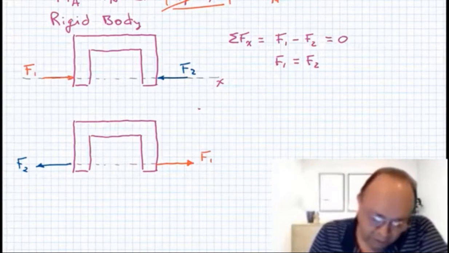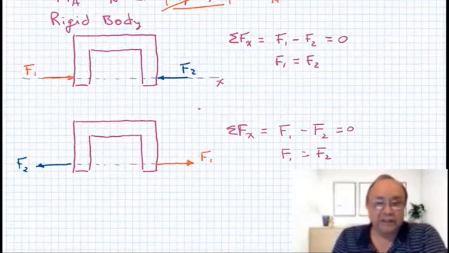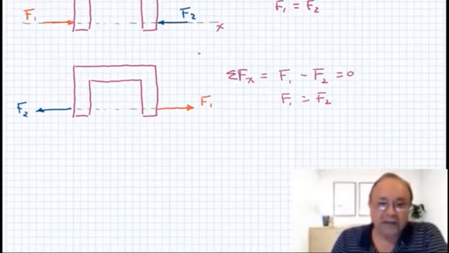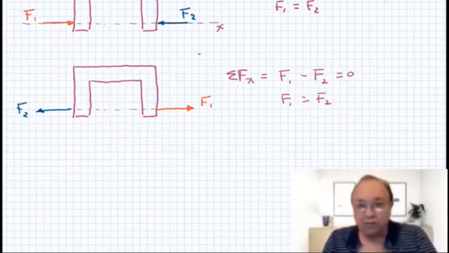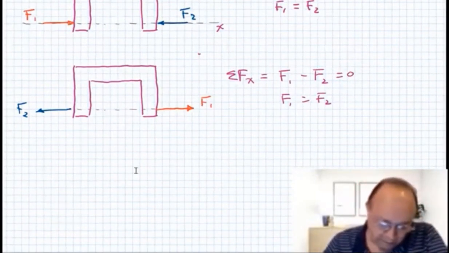If you do summation of forces in the X direction, you still have F1 minus F2 equal to 0, so F1 equals F2. Nothing has changed. We can move the forces along the line of action and nothing happens. This is only if we have rigid bodies. If we don't have rigid bodies, let me see if I can copy this again.